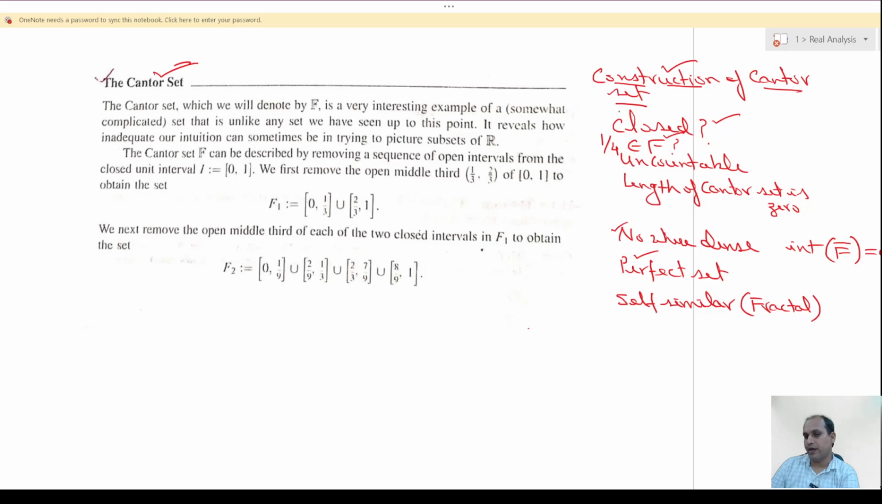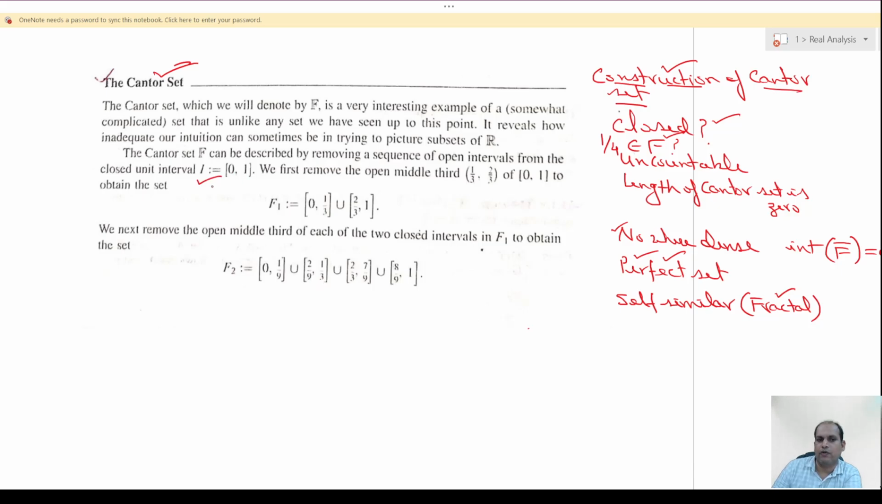This set is nowhere dense, that is, the interior of the closure of the Cantor set is empty. It is a perfect set and also has a self-similar repeated structure and is one of the basic examples of a fractal. So, we will do this one by one. Let me start with the construction of the Cantor set.